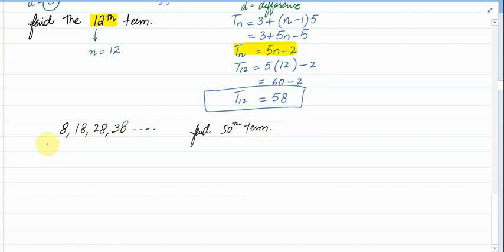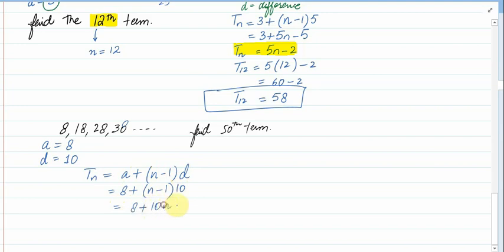So first term, that is a, is equals to 8. The difference we have here is 10, right? The working formula is Tn is equals to a plus n minus 1 d. A is 8, n is n, and d is 10. So that will be 10n minus 10. Further you can solve it, it will be 10n, 8 minus 10, it will be negative 2. That is your nth term.